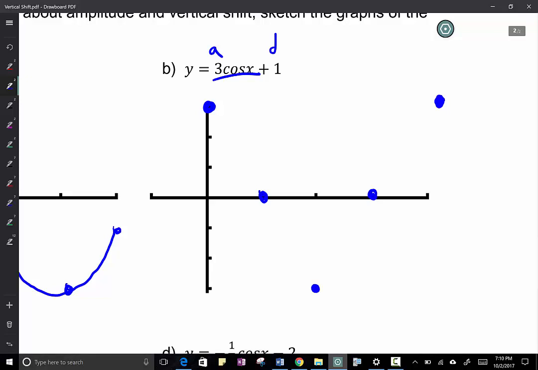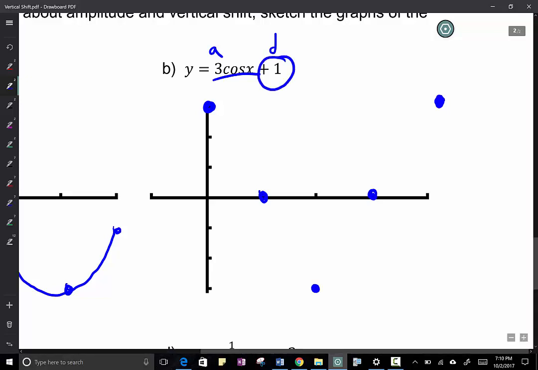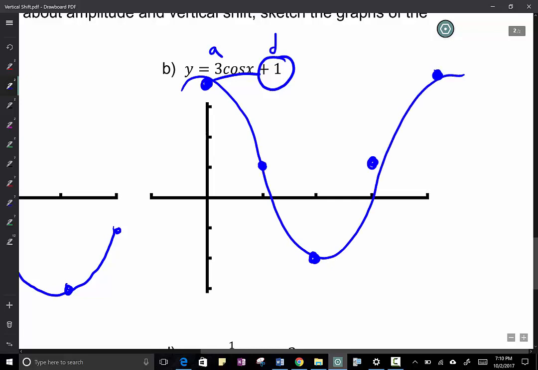I'm not going to connect them, because what do I still need to do? I need to move them all up 1. So I'm going to erase this one and move him up 1. Erase this one and move him up 1. Okay? Just one at a time. Move your coordinates up, because then you have the V shape and you are ready to graph cosine.